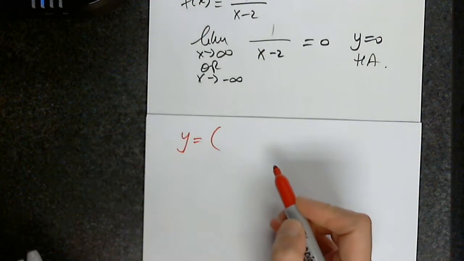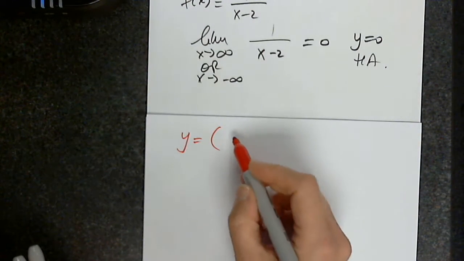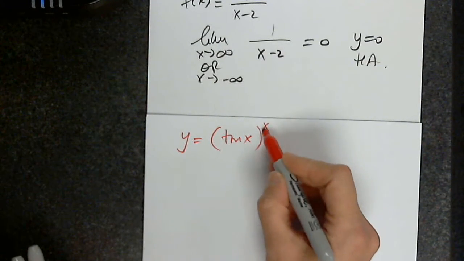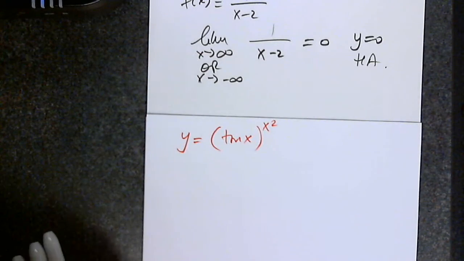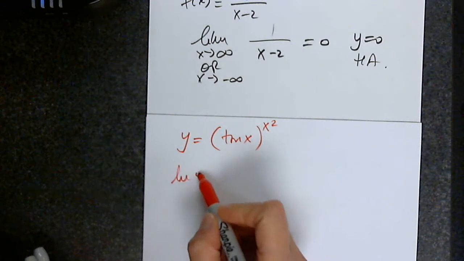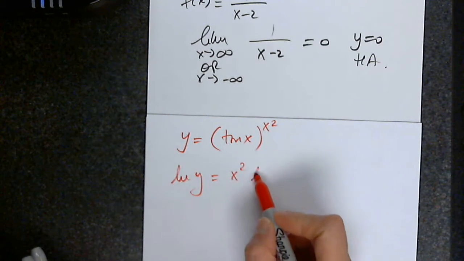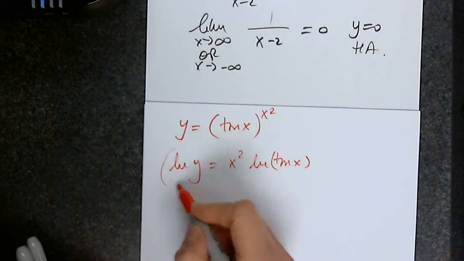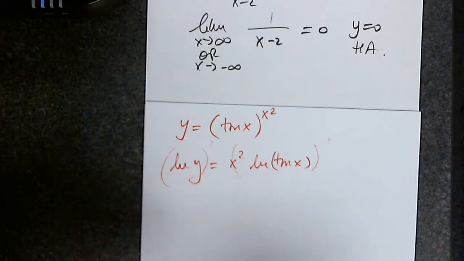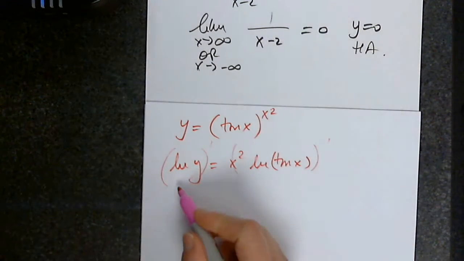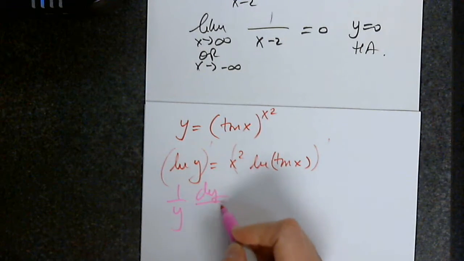y equals (tangent x) raised to x squared, and we are asked to find y prime or dy over dx, correct? So I have to apply natural log to both sides. Yes, I have no choice. And then when I differentiate the left-hand side, I will get 1 over y times dy over dx.